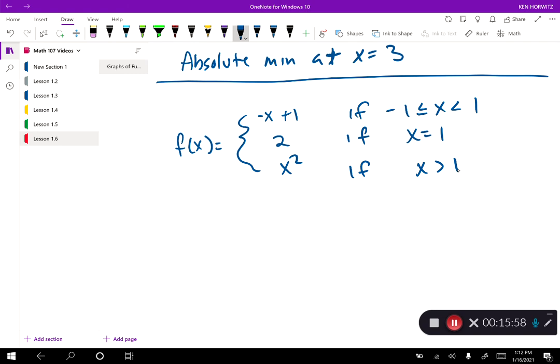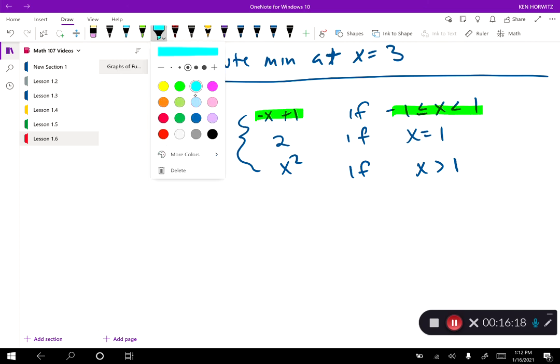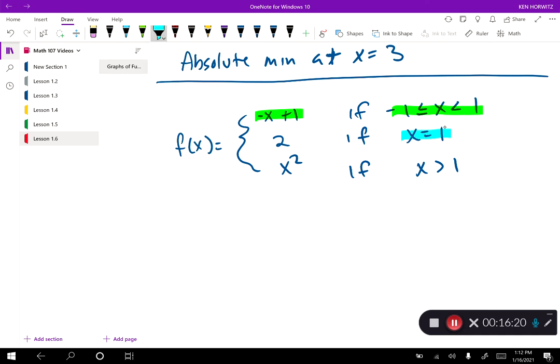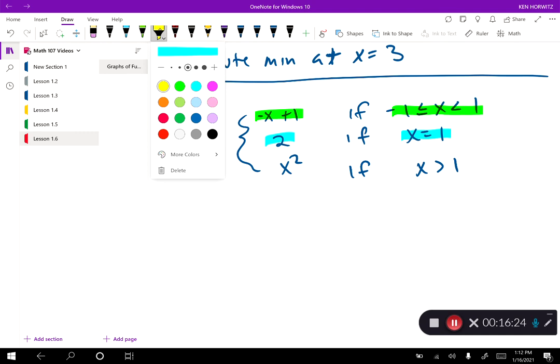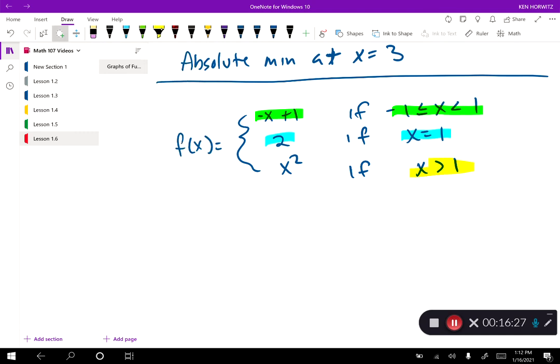So basically a piecewise function is a rule on a limited domain. Now this one has 3 different rules on 3 different limited domains. If we're looking for values between negative 1 and 1, we're going to use this rule. If we're looking for values when x equals 1, we're going to use this rule. And if we're looking for values when x is greater than 1, we're going to use that rule.